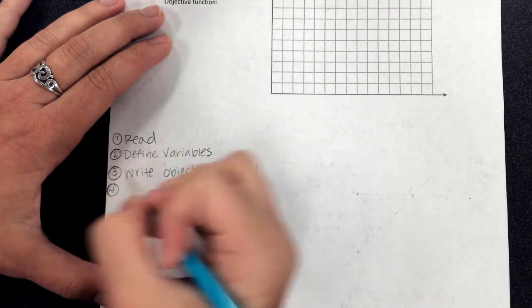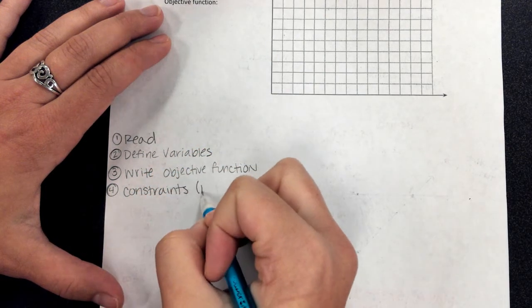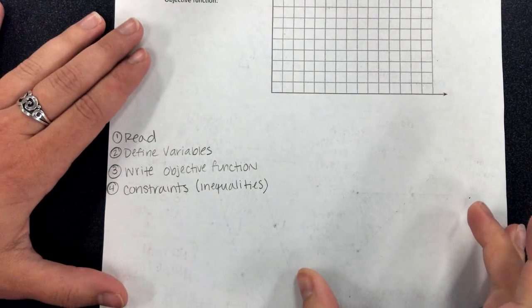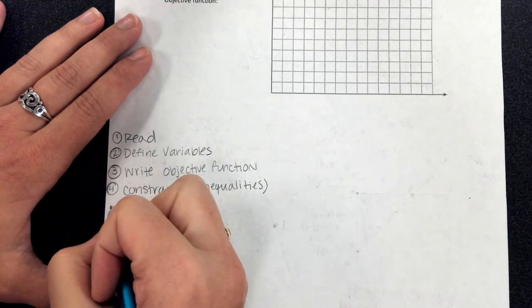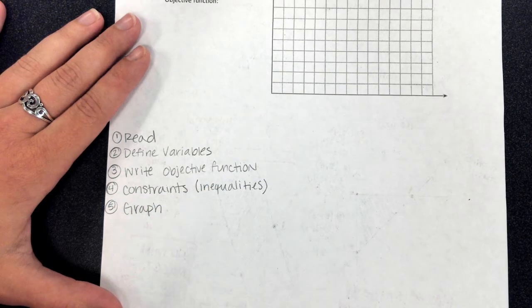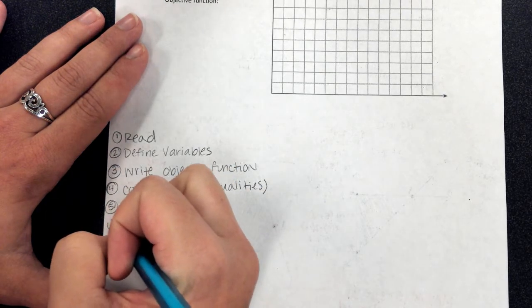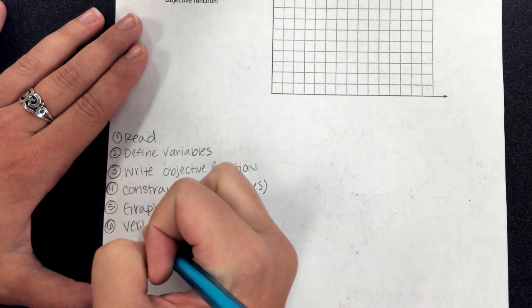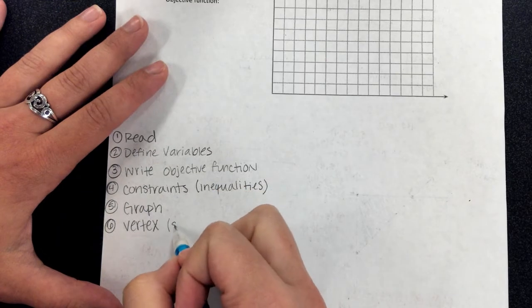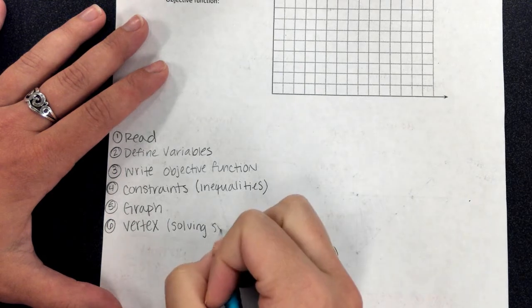Number four are your constraints. Constraints are your inequalities, your systems. After you find those, then you will graph your inequalities. Number six, you need to state or find your vertex or vertices. That's the actual solving part. This is when you're solving a system, when lines cross. So when you have your vertex, solving your system.